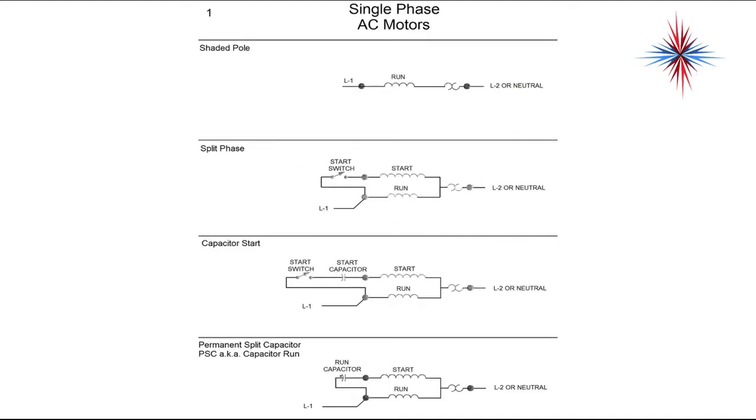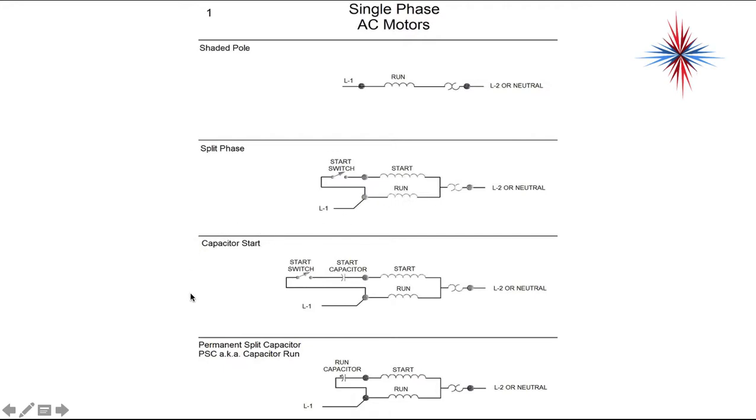So when we go down the list of the different motors, we see a shaded pole motor, which you can always tell because it's a very small motor. It has a single run winding. Then we start getting into the split phase motors where we have a start and a run winding and some type of switching to remove the start winding from the motor circuit once the run winding is up to speed, and that's putting it simply.